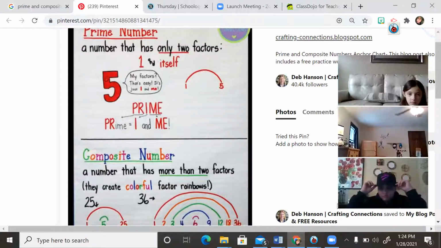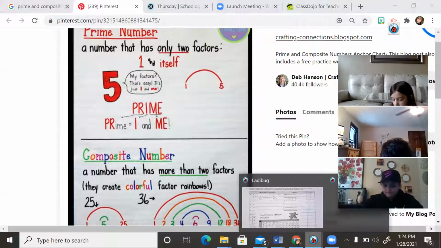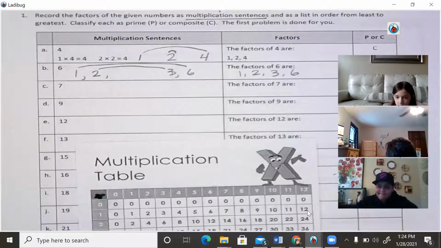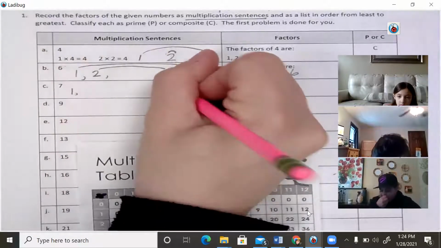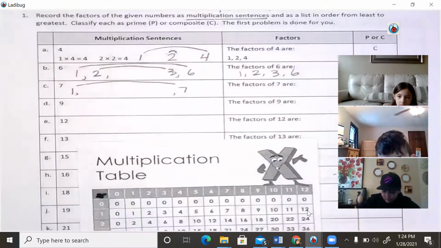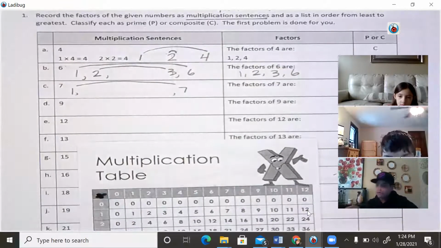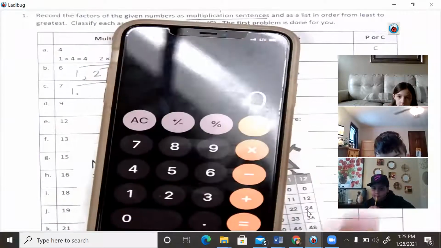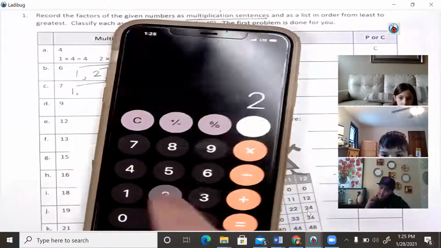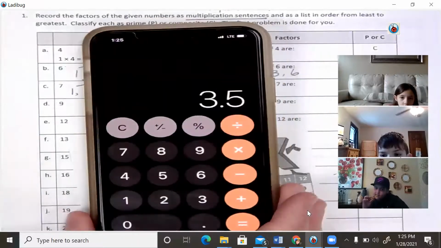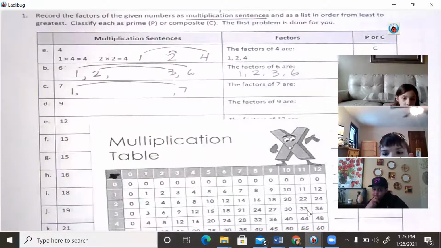Okay, let's have Carson. Unmute yourself. You're going to help me with letter C. We have the number 7. What's my first factor pair? 1 times 7. So I'm going to have a 1 and it's connected to 7. Does 2 times anything equal 7? No. And this is how I can check it. If I want to see if 2 is a factor, I divide 7 by 2, and you see I have a decimal, so it doesn't work. So 2 is not a factor.